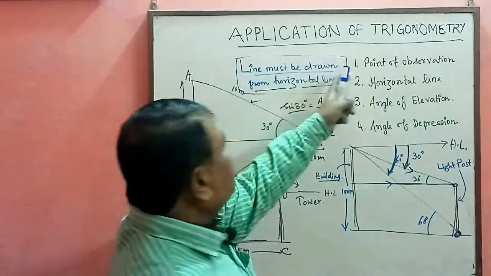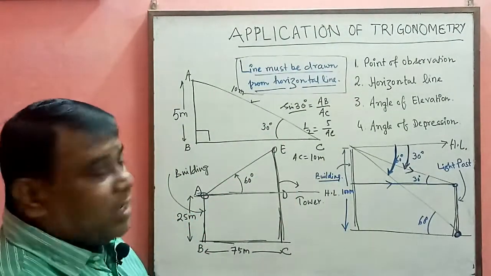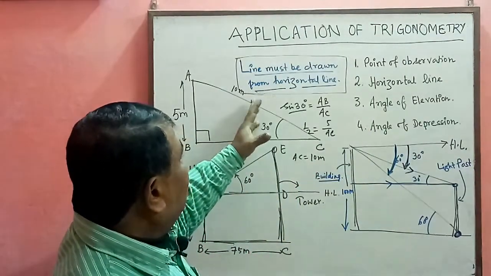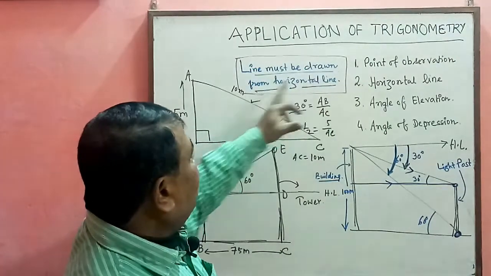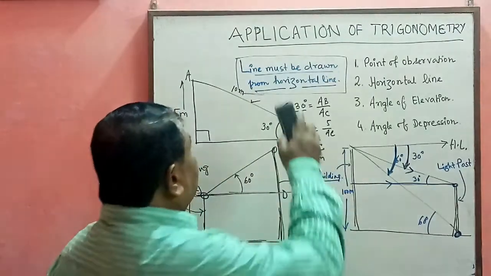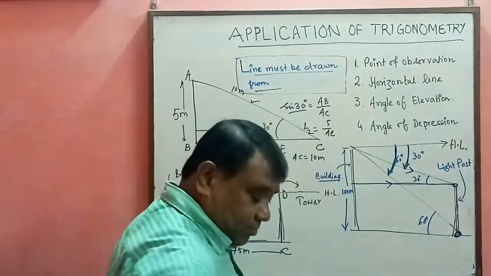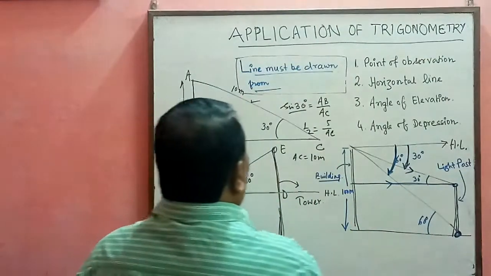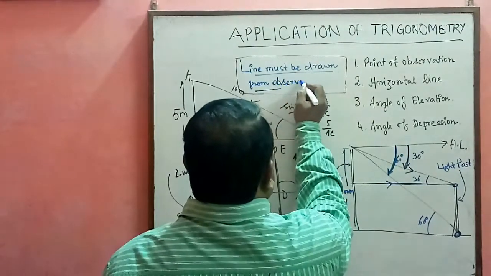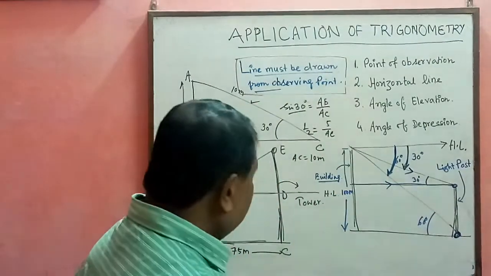Here it is written, line must be drawn from horizontal line. Because from the point of observation, the line must be drawn from the observation point, observing point, not horizontal line. Sorry, it is observing point. Line must be drawn from observing point. Let me discuss this point briefly.